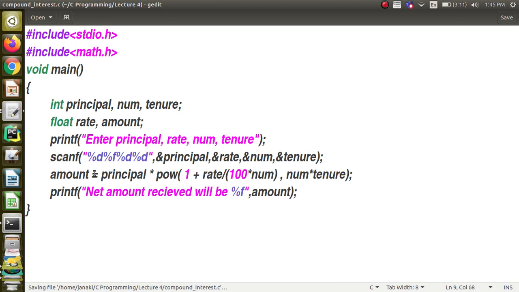After finding the amount, we have to print it. So printf, net amount received will be, here the value of the variable amount should come. When you look at the data type of amount, it is float, so you will give it as %f and then finish the quotes, and then comma, the name of the variables, whichever value you want to print. Here I am going to print only one value, the variable amount, so you are giving amount.